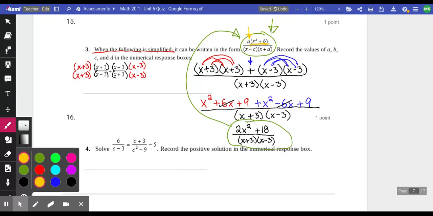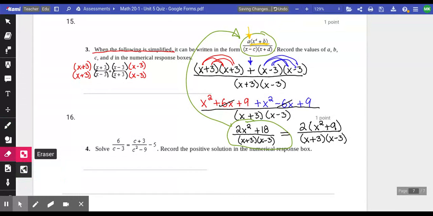We don't have that. The reason we don't have that is because I can factor that top. I can factor out a 2. So that I do now have that number in front. And that would leave me with x squared plus 9 divided by (x plus 3)(x minus 3). Awesome.